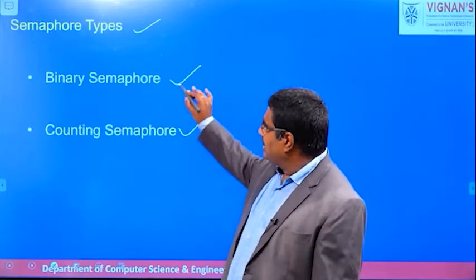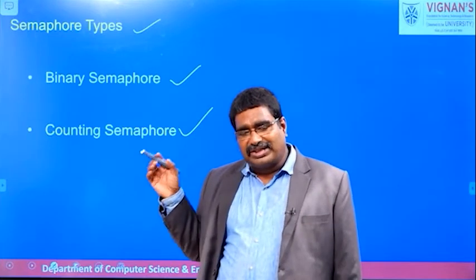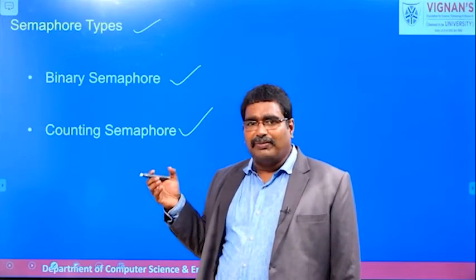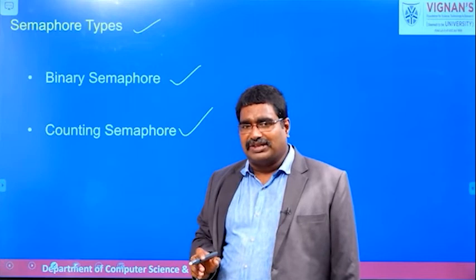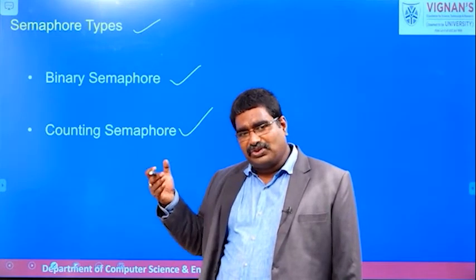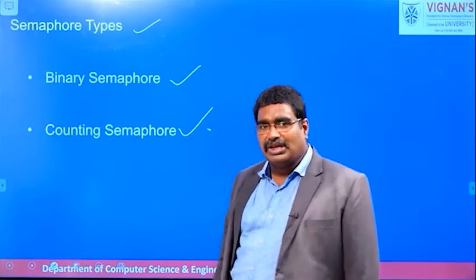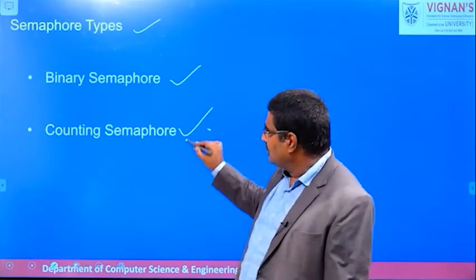So in the binary semaphore, the semaphore value is only either 0 or 1, and binary semaphores are mainly used to implement the process synchronization problem. That is, if any process wishes to enter into the critical section, then they use binary semaphores. Another kind of semaphore is the counting semaphore.